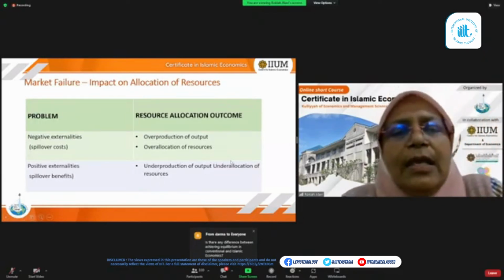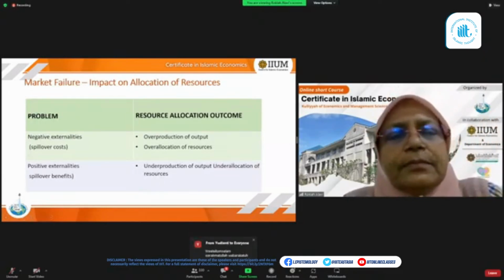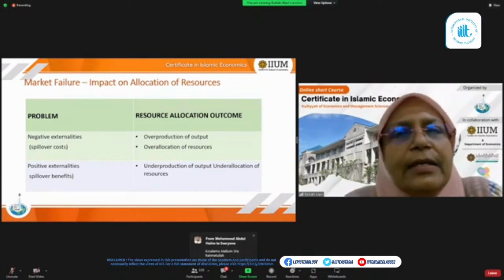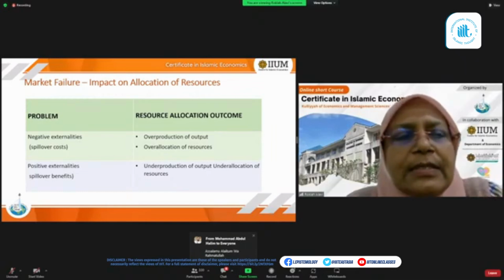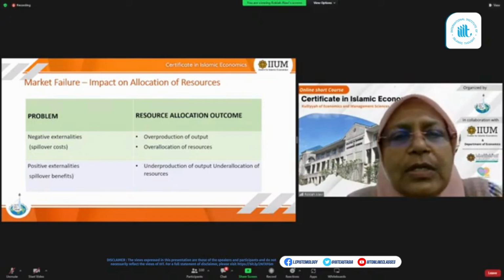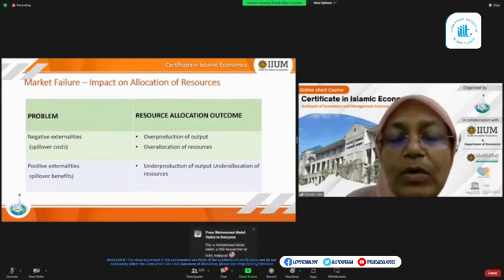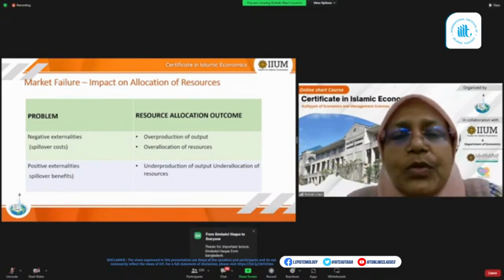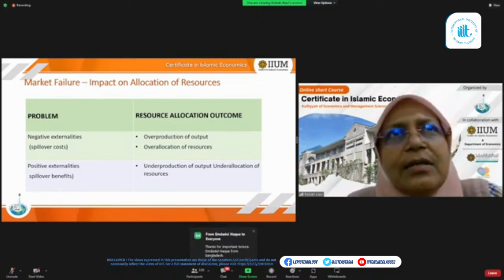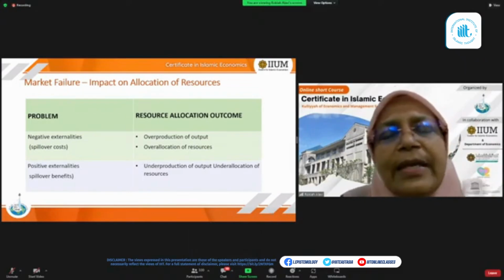In summary, when there's a market failure, there is an impact on resource allocation. When there are negative externalities, which we call spillover cost, the impact on resource allocation is that there will be overproduction. Just now remember I mentioned overconsumption of cigarettes. When it's produced, production is over. Like, just now I showed photos of rubbish and waste, toxic waste and all that by industries.